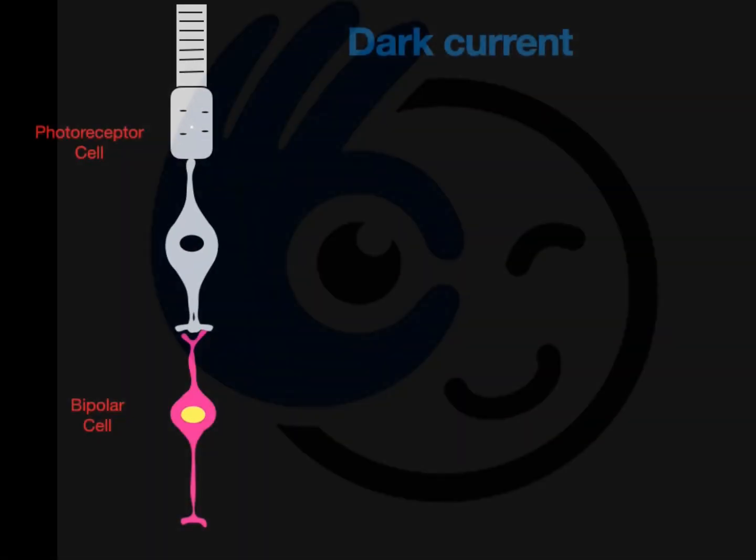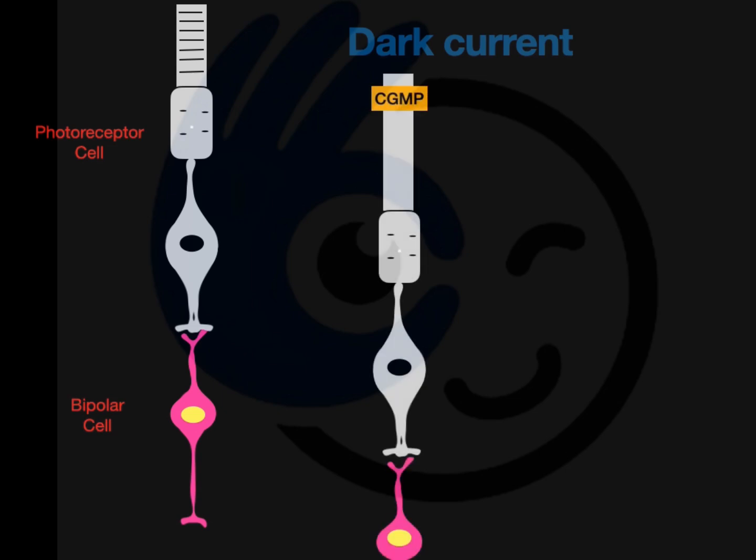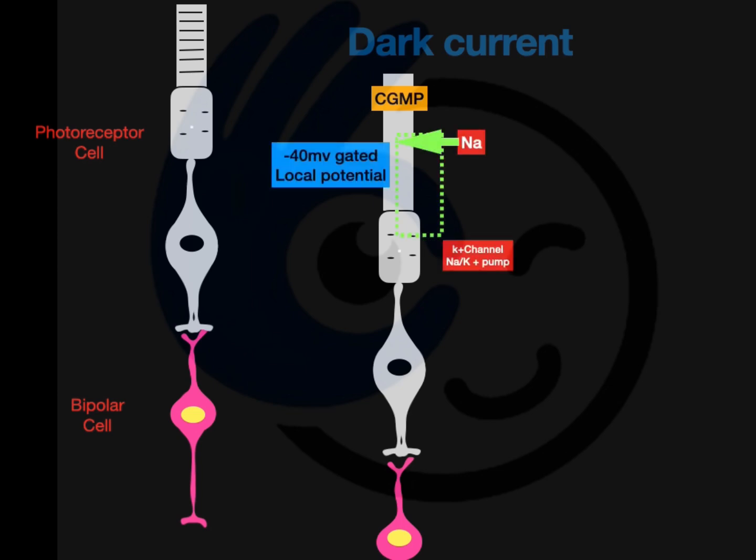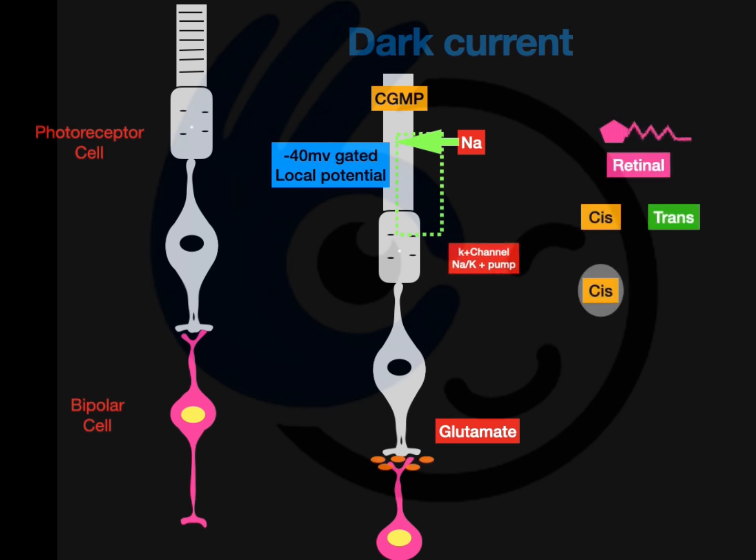Now what happens in the dark? A thing called dark current is created. In the outer part of the photoreceptor, an element called cyclic GMP is generated. This cyclic GMP helps in opening the sodium gated channel, where there will be an influx of sodium, and because of this influx, a local potential of around minus 40 millivolts is created. When this is created, a neurotransmitter called glutamate is released at the photoreceptor bipolar junction.